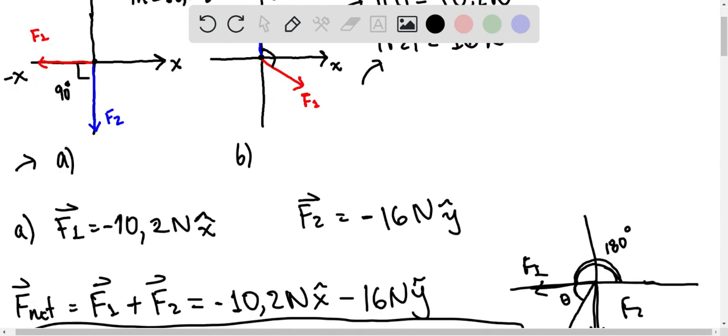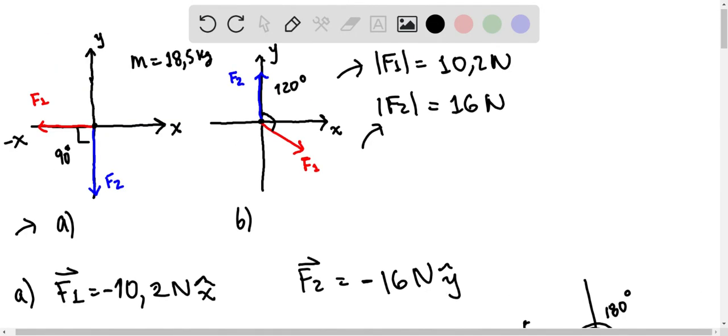Now, for part B of this problem, we do similar steps. We start by finding the components of each of these forces. From here, we can see that the angle in here is 90 degrees, so 120 minus 90 degrees gives us that this angle measures 30 degrees. With that in mind, we can find the components of each of these.